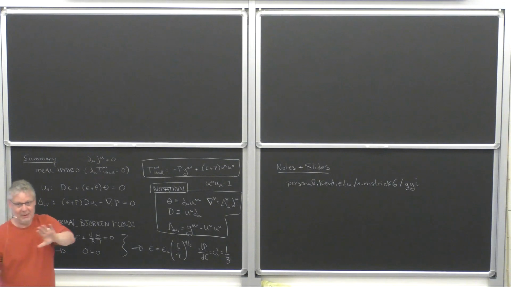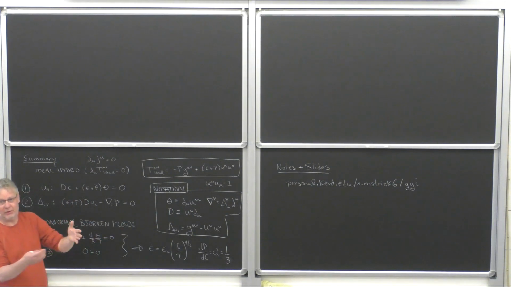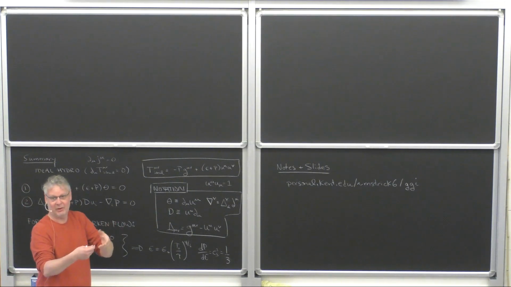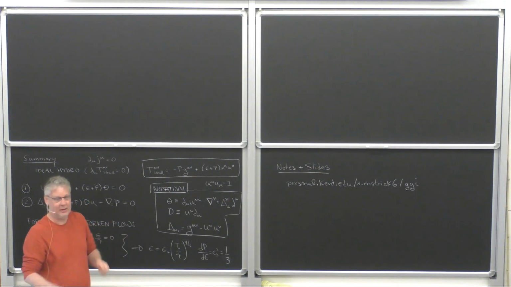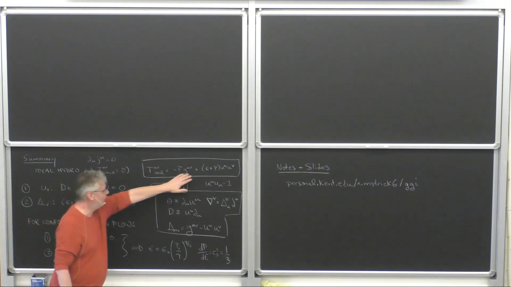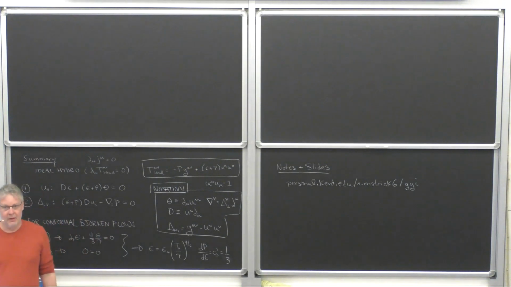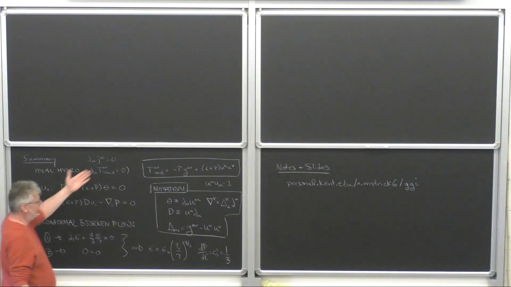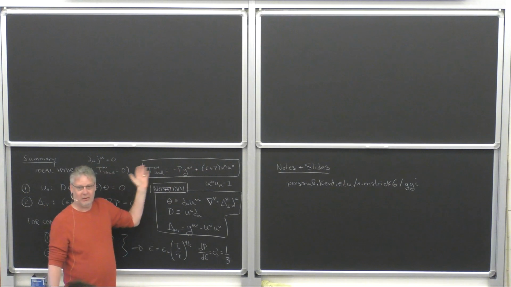So the fluid might be moving to the left here in the room. We boost ourselves, so we're co-moving with the fluid. We measure the energy density and the pressure in that co-moving frame. That's what P and epsilon are. But now in any frame we like, we can obtain the general expression for T mu nu.